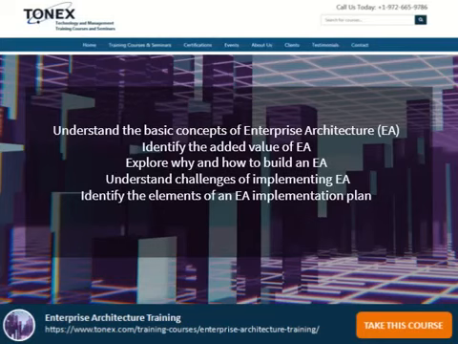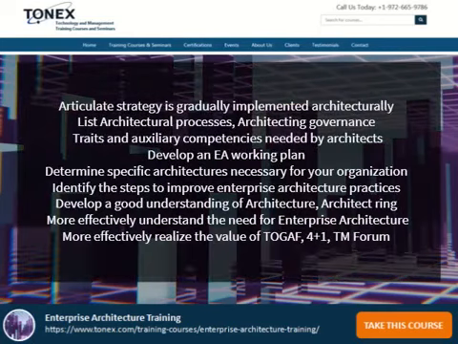Develop an EA working plan. Determine specific architectures necessary for your organization. Identify the steps to improve enterprise architecture practices. Develop a good understanding of architecture, architecting and enterprise architecture in terms of definition, challenges and competitive benefits.